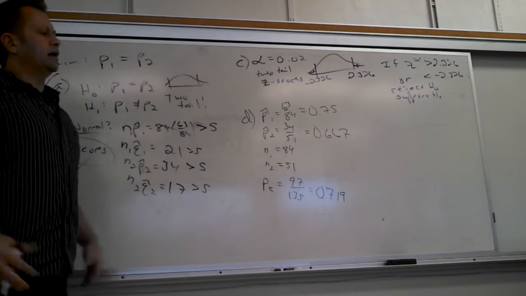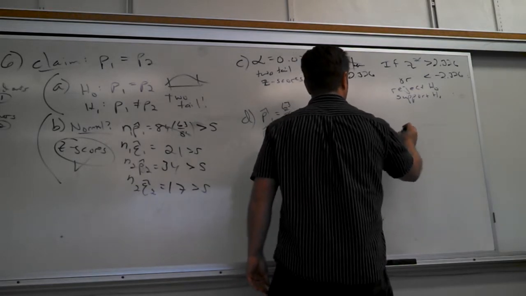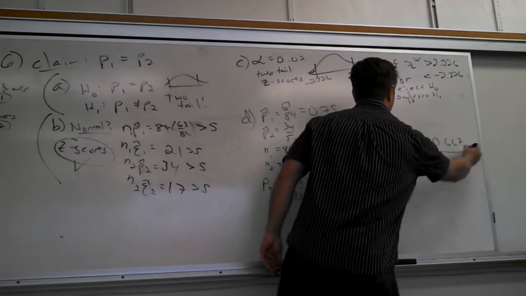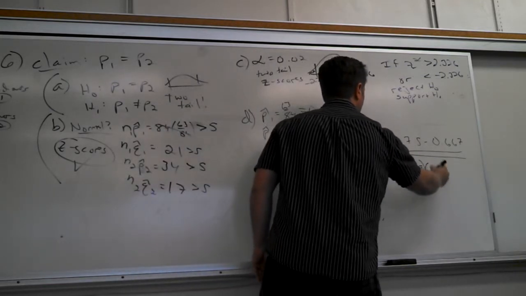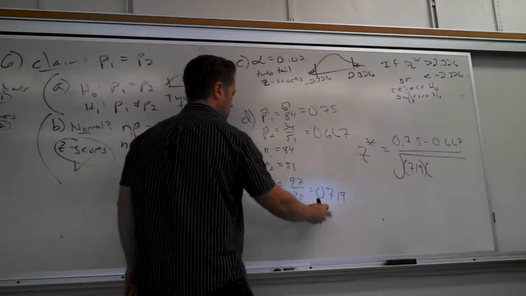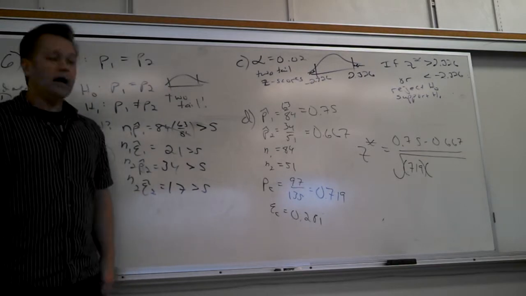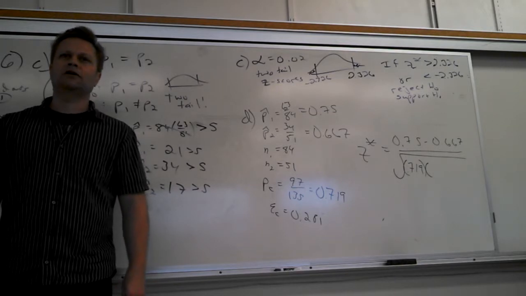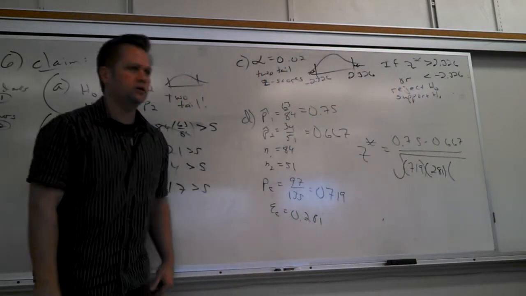Now you have everything you need to throw it into the big formula. It's a big one just because we have two samples. So p hat 1 minus p hat 2 over the square root of PC times QC. What's QC going to be? 1 minus this, 0.281. Is that still step D? Yes, I'm still on step D. So 0.281 times 1 over N1 plus 1 over N2.